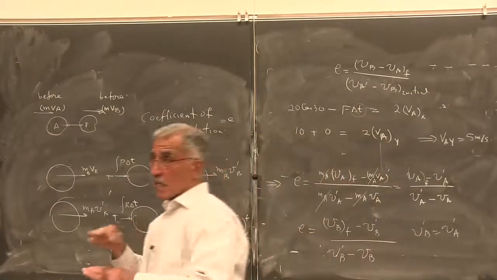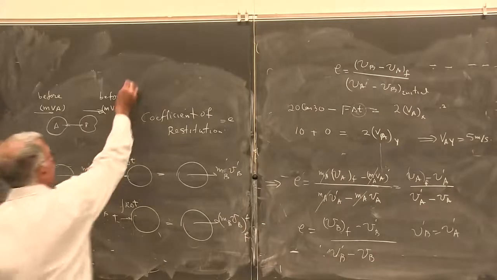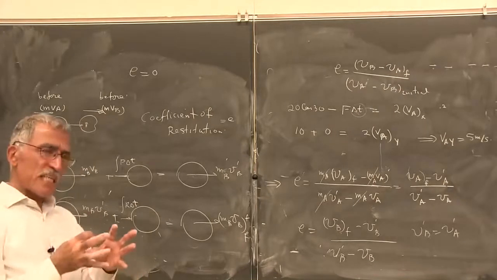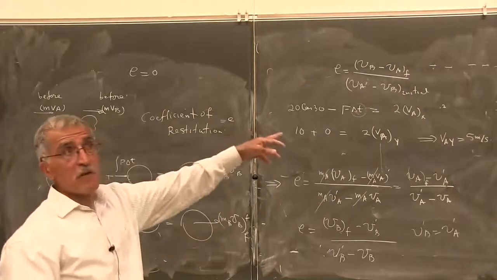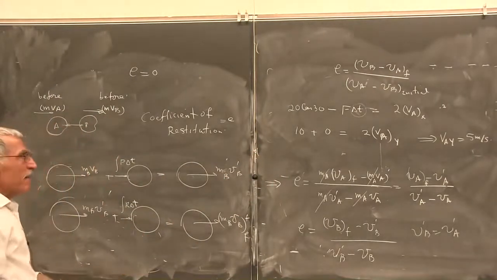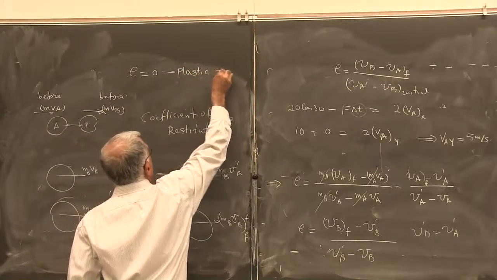And of course, this is in the line of the impact. You do this one in the x direction. So for our previous problem, where we ended up with one equation and two unknowns, the coefficient of restitution should be given to you. If E is equal to 0, that means a plastic impact. That means these two bodies got together because VB final becomes equal to VA final.